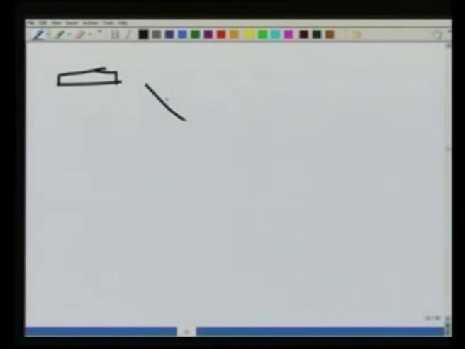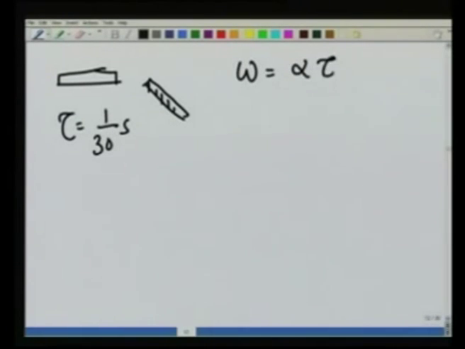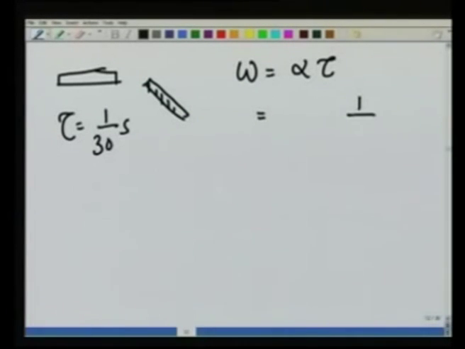So, we have come up to the point where the toast or this booklet came here and slipped off. This time tau is roughly 1 over 30 seconds. In this time, it has gained an omega, which is alpha tau, and after it slips off, that omega remains constant and makes it rotate. So, this is roughly equal to 1 over 30 times 300, which is equal to 10 radians per second.